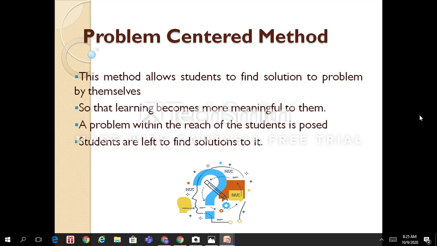Another method is the problem-centered method. This method allows students to find solutions to problems by themselves. That is, you have a problem, you can see there is a problem with that question mark you are seeing on the screen. Now, what is the problem? When you are able to identify the problem, the student will now go out to find the solution to that problem by themselves. And when they do that, the learning becomes more meaningful to them, and it will make them find solutions to whatever problem you pose to them.